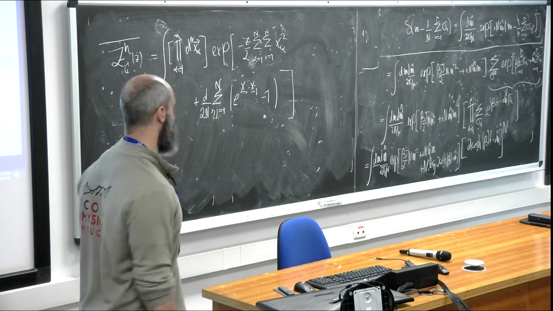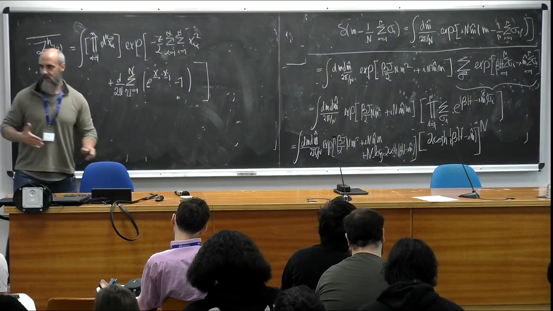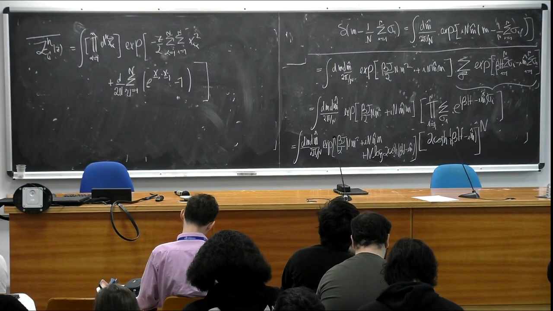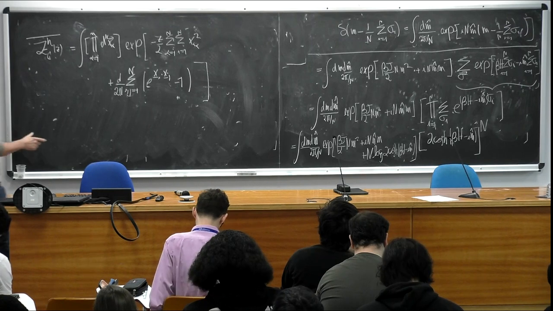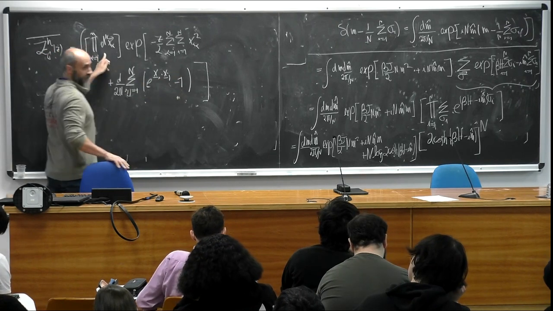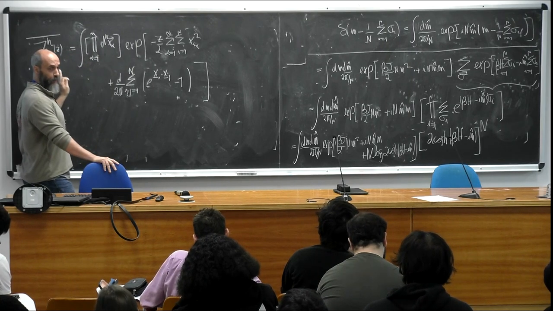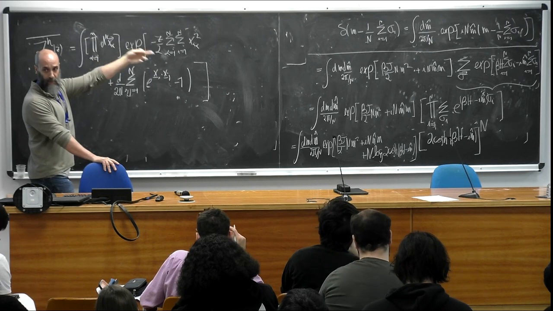So what I have here is a double sum in the variables. I'm trying to get the thermodynamic limit. So if I manage to put this double sum as a single sum, I can factorize per node, and I will get to an expression where I can apply the saddle point method.